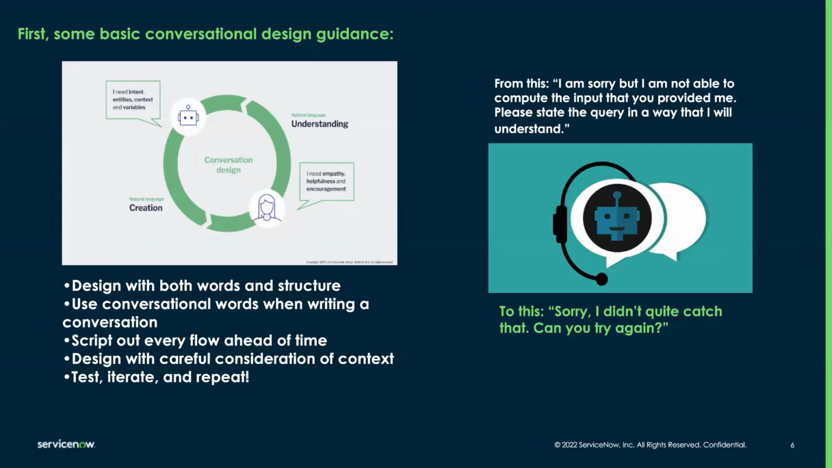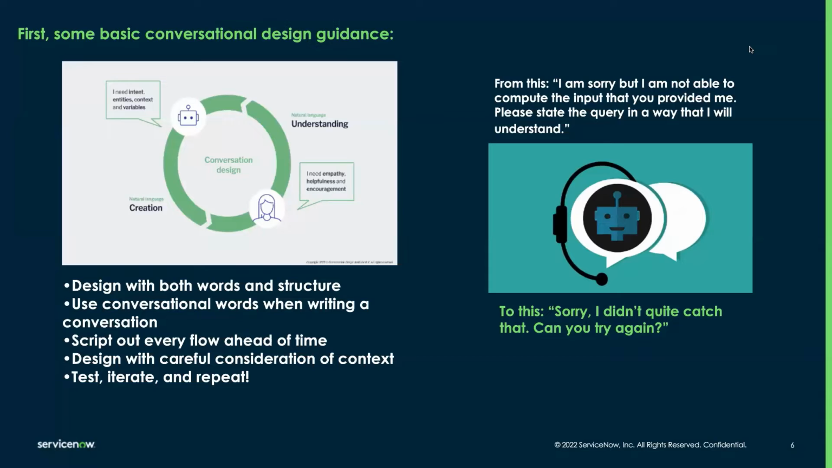So I have a little example here. You're taking a sentence that's very robotic: "I am sorry, but I'm not able to compute the input that you provided me. Please state the query in a way that I will understand." And you're turning that around into a simple conversational phrase: "Sorry, I didn't quite catch that. Can you try again?" So you can see there's a lot of editing that has to happen to make things less robotic and less formal.